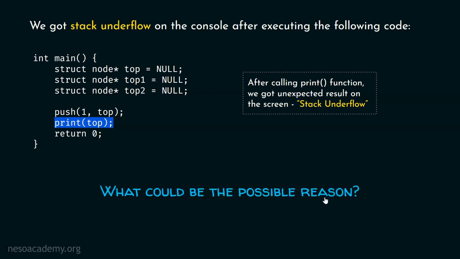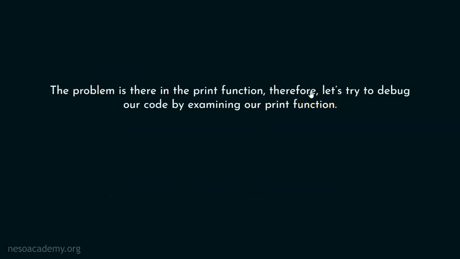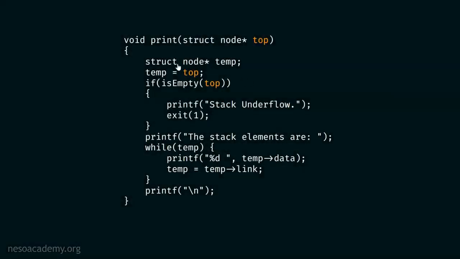What could be the possible reason? The problem is there in the print function, therefore let's debug our code by examining our print function. It is very important that we examine our print function so that we can debug our code, right? Here is the print function and you can see I'm checking this condition: if my original stack is empty, or if top is equal to null, then print stack underflow and exit from the program with exit failure status. That's what we got in the previous presentation, if you remember. Actually, we got the stack underflow message, and the process also returned 1, right?